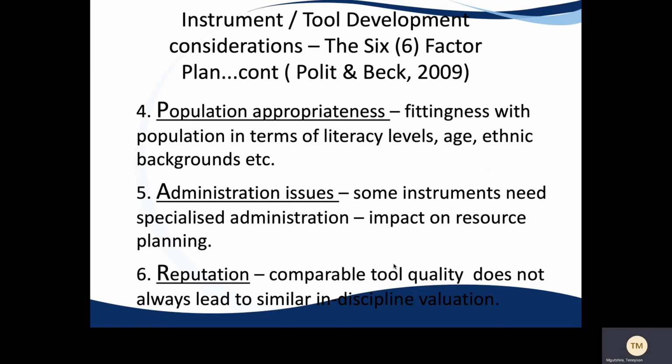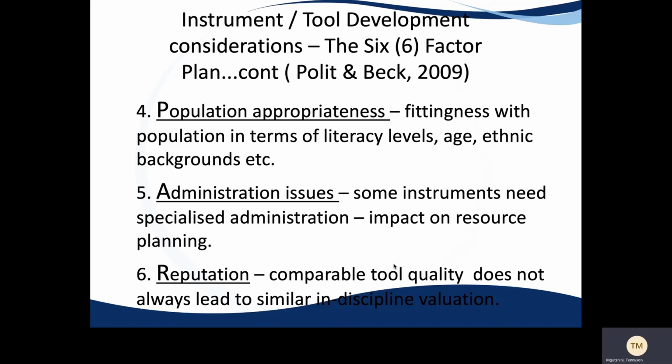The next are things to do with administration issues. Some instruments need specialized administration, and you have to then think about the impact of that on resource planning.